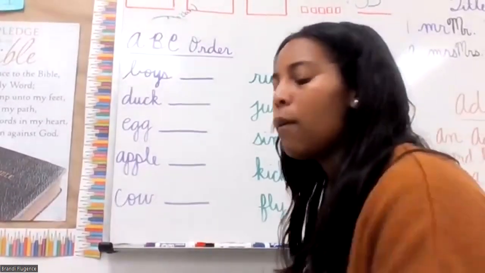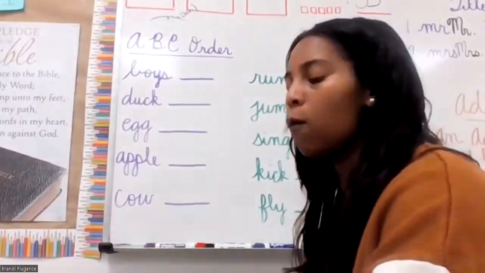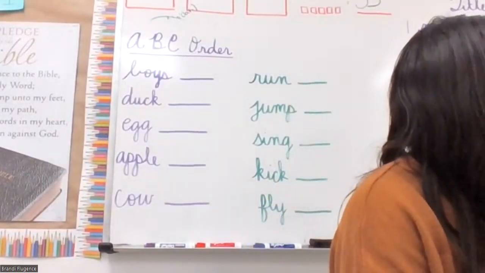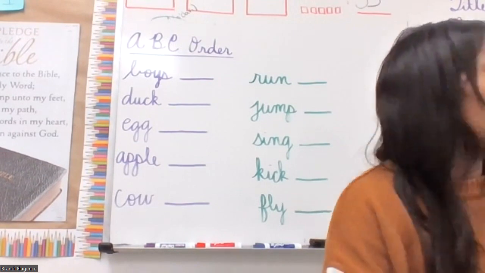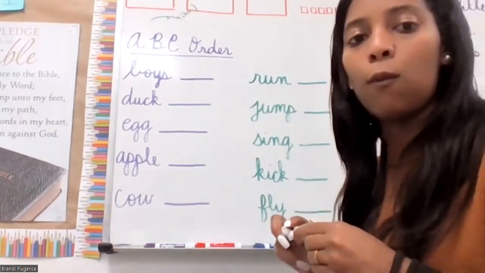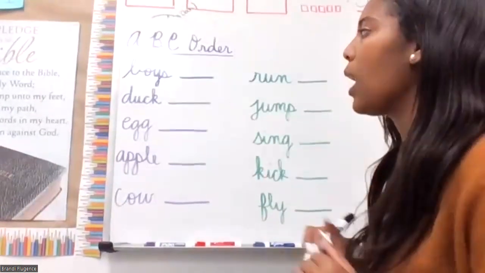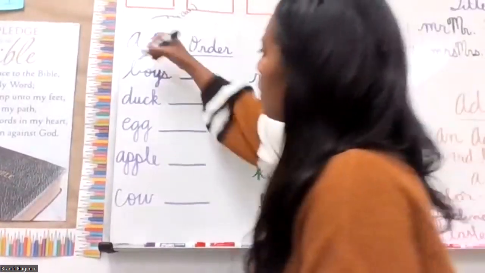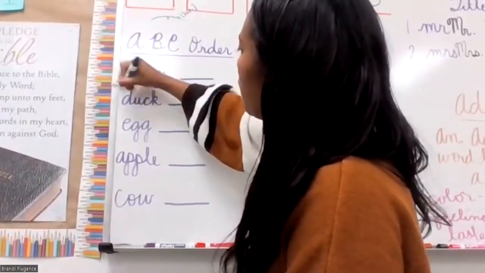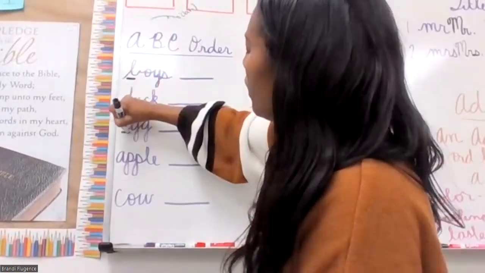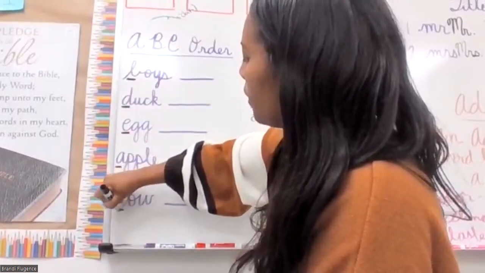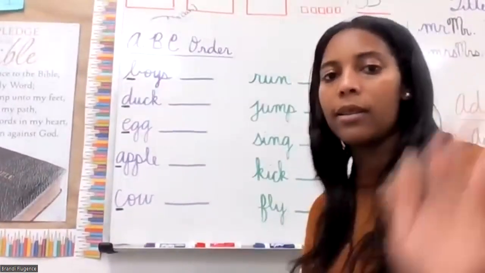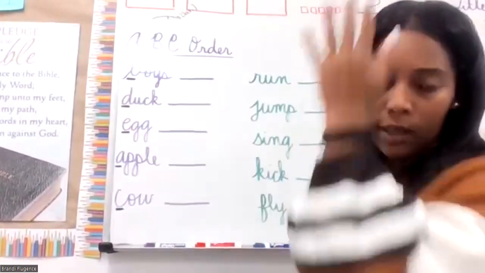Okay? So whenever we want to organize a list of words in ABC order, what we have to do is pay close attention to the first letter. So that means we look at the B here, the D, the E, A, and the C. We look at only the first letter. Nothing else matters in the word, only the first letter.